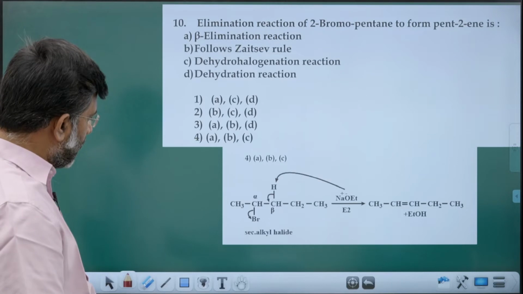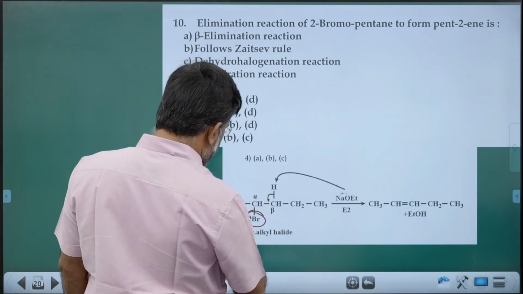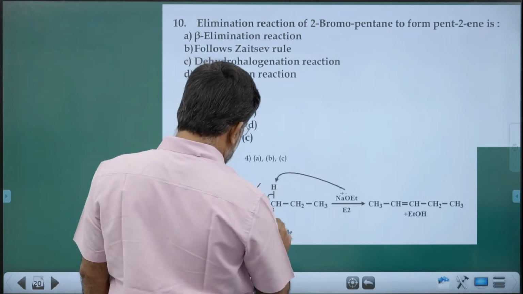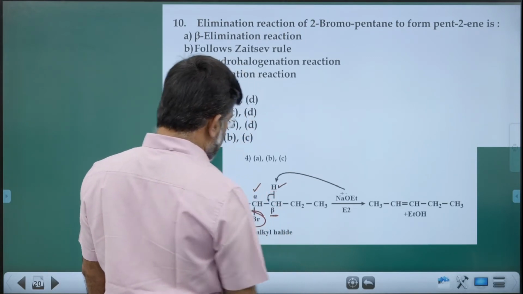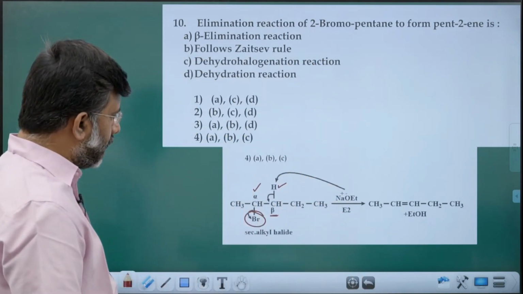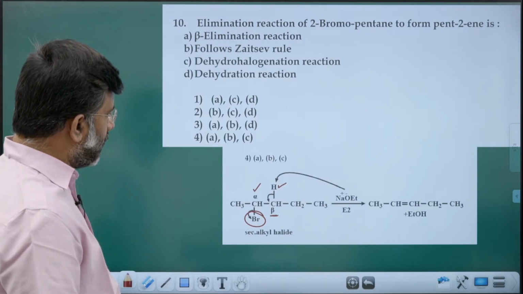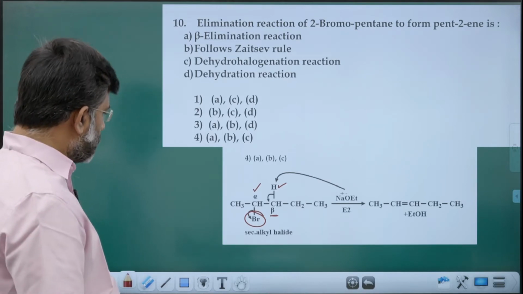And this is the reaction. This is 2-bromopentane. The bromine is gone from the alpha carbon, and from the beta carbon this hydrogen is gone, and you are getting pent-2-ene. It is an E2 elimination reaction. Next one.